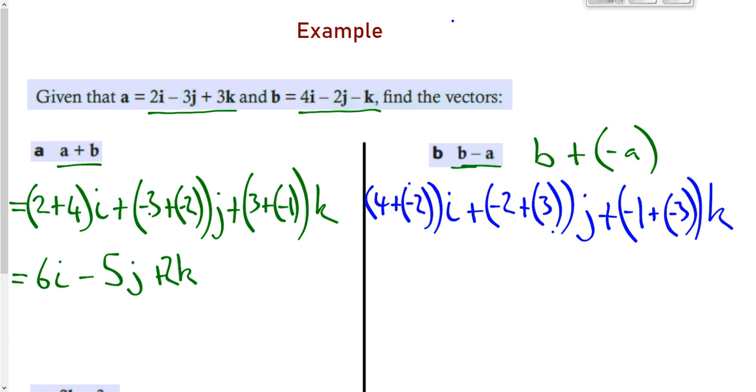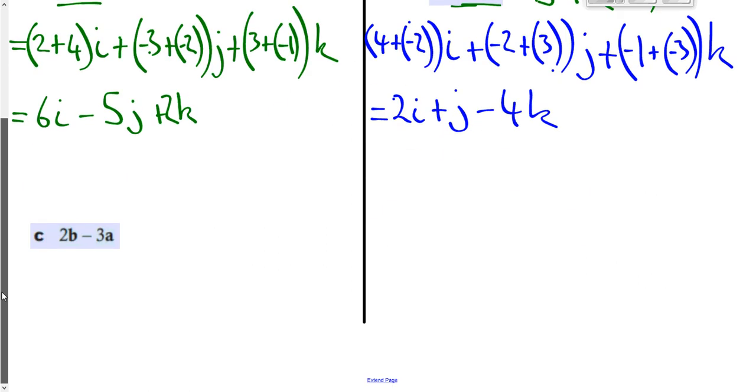Okay, so 4 plus -2 will give us our 2I. -2 plus 3 will give us 1, so that's just going to be plus J. And -1 plus -3 will give us our -4K. Okay, all right. One more example to go through.